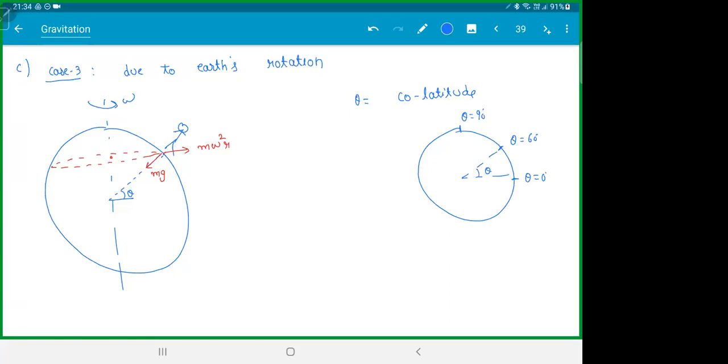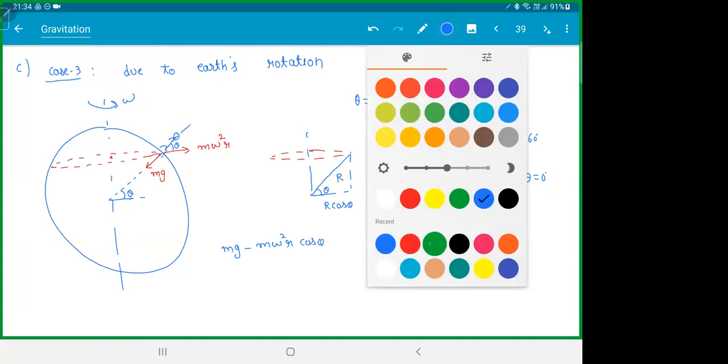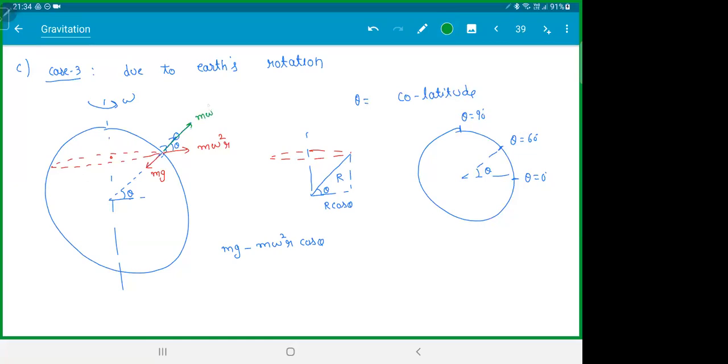So this person standing here, and this is theta. So this circle which we got, this is r, this is theta. So this radius will be r cos theta. So you'll observe the components will be mg minus m omega square small r cos theta. It will have two components here: m omega small r cos theta and omega square sine theta.